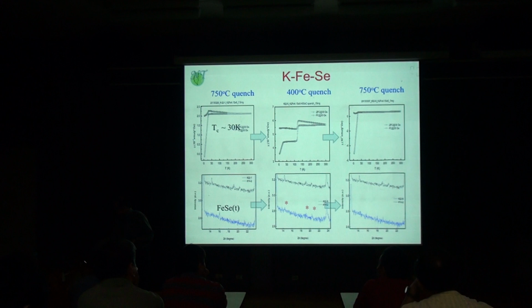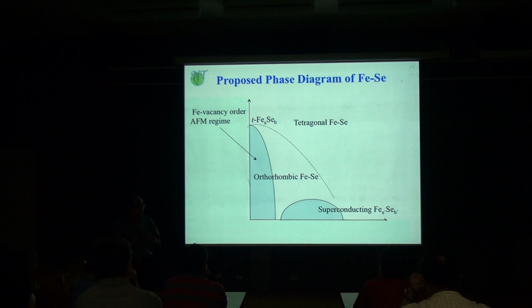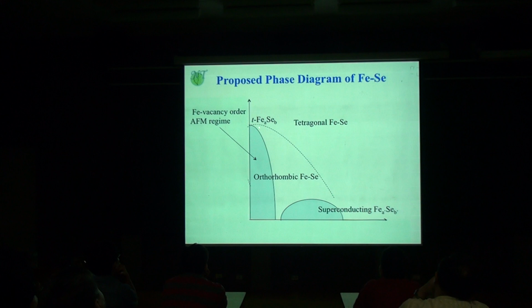Okay. So we do have observed a whole series of iron vacancy orders. And this is the phase diagram that we believe should be used to describe the iron vacancy settlement and to really understand that. That is, we have one particular composition. I personally believe this probably 3-4 is the parent.